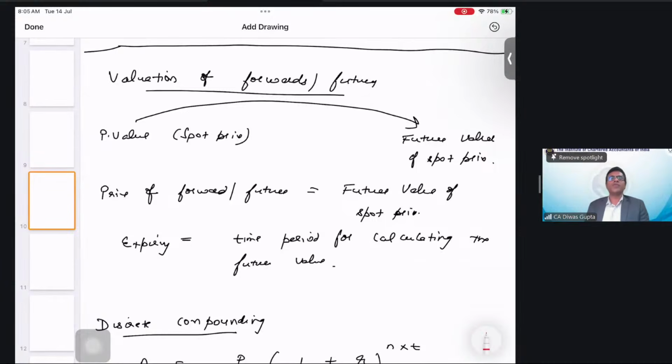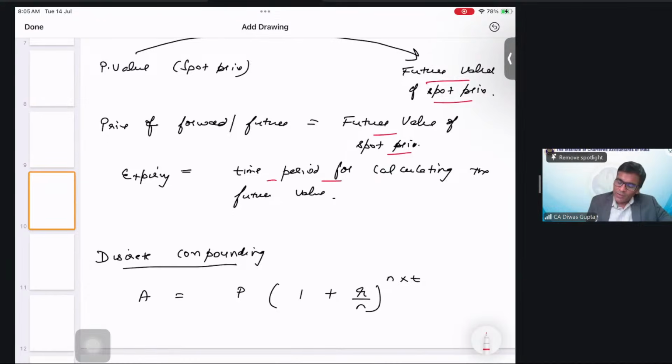Valuation of forwards or futures. Now let's talk about how these principles are used in the valuation of forwards or futures. We are talking about the present value, which is the spot price, right? If we have to arrive at a future value as of today of this spot price, we are going to calculate the future value of the spot price. The price of the forward or future is equal to the future value of the spot price. Simple.